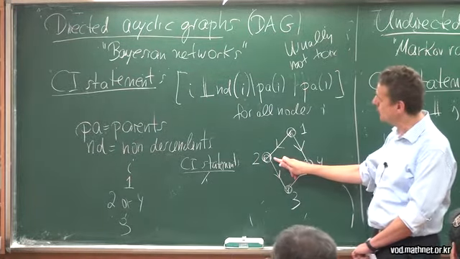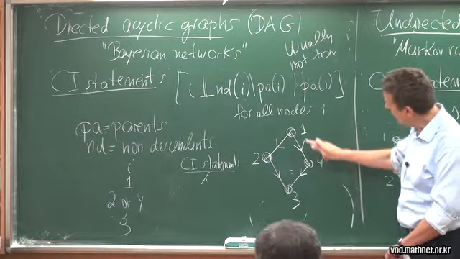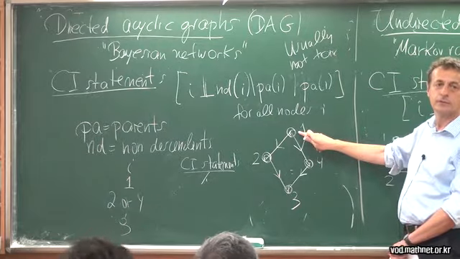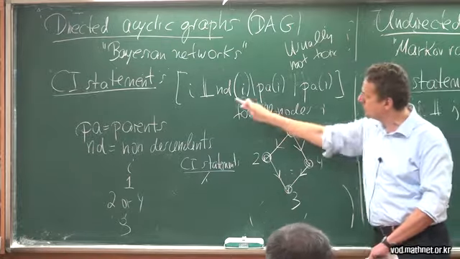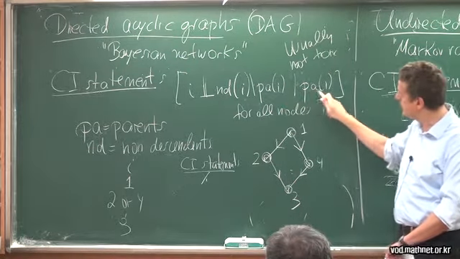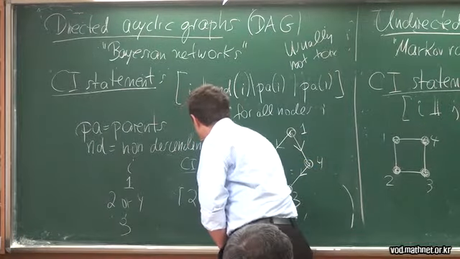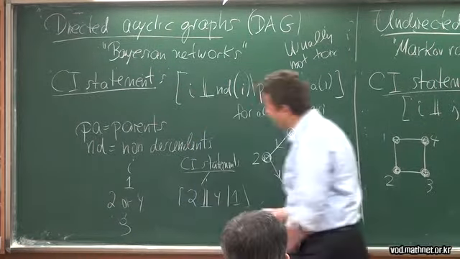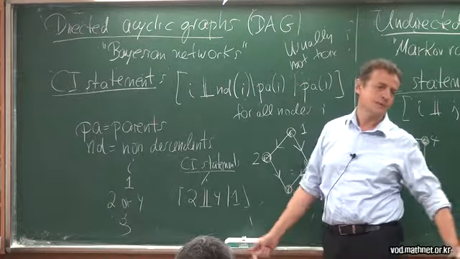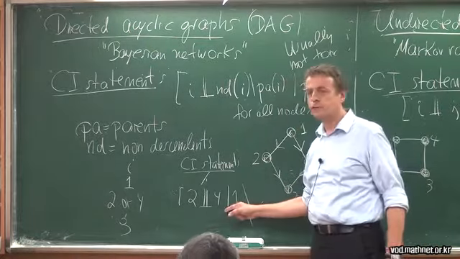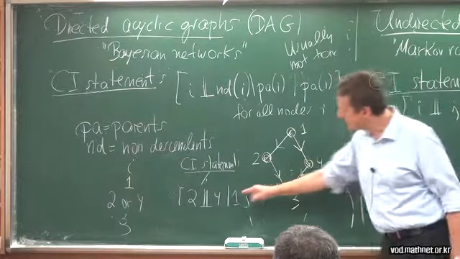So look at 2. 2 is independent of its non-descendants. Well, the non-descendants are 1 and 4, but 1 is a parent, so we take them out. So if I is 2, this set is 4. So you get 2 is independent of 4 given 1. And then we get 4 is independent of 2 given 1, but independence commutes, so 2 is independent of 4 is the same as 4 is independent of 2. So both this guy and that guy give this independence statement.